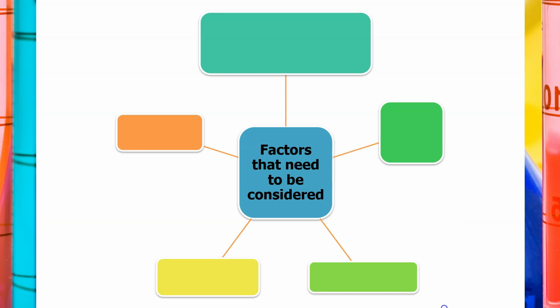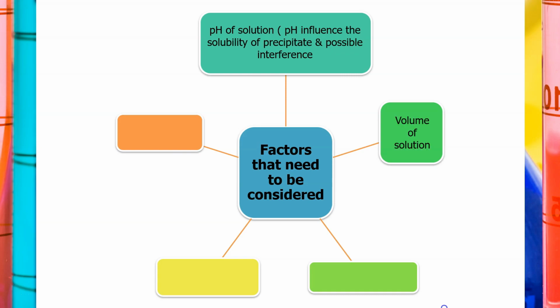There are 5 factors that need to be considered in this stage. The first one is the pH of the solution, because pH can influence the solubility of the precipitate and possible interference. The second one is the volume of the solution, because the volume of solution can affect the amount of product that will be produced in the reaction.